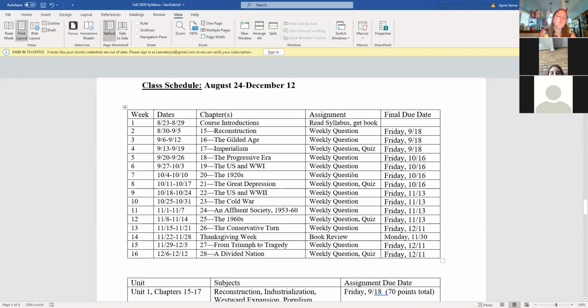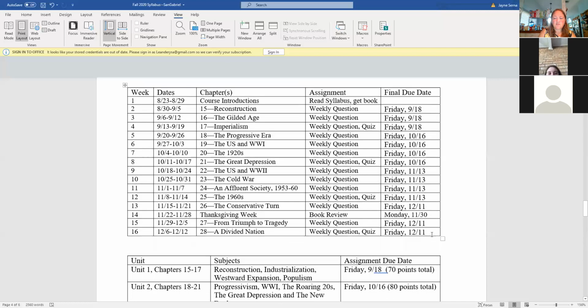So if you turn it in and then rethink it, just let me know before Saturday and say, hey, don't grade that. And I'll say, okay, sounds good. So your first big due date is Friday the 18th. And you'll notice they're about once a month: then Friday the 16th, then Friday the 13th of November, and then Friday the 11th of December, with the book review kind of weirdly in the middle on Monday, November 30th, which is right after Thanksgiving.